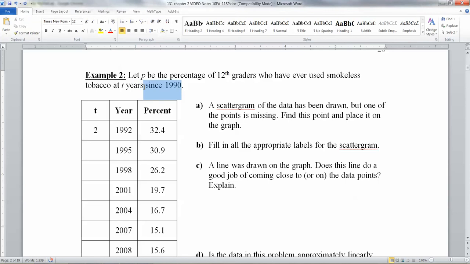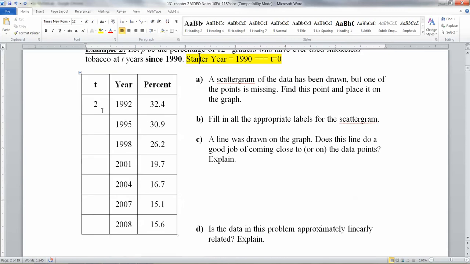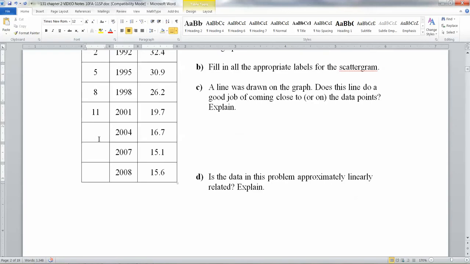I'm going to bold this. So notice that is your beginning year, right? Starter year equals 1990. So that would be t equals 0. Okay? So that's your starter year. Then when they say 1992, that's got to be 2. 1995, that's got to be 5. 8. 11, that's where I got the 11 from. 14, 17, 18. Right?